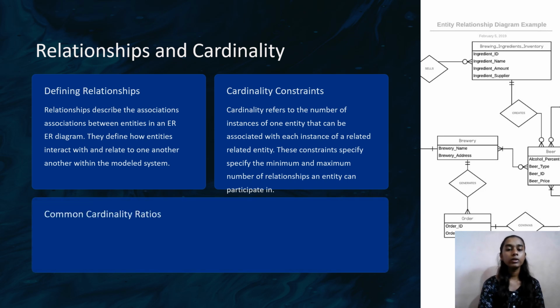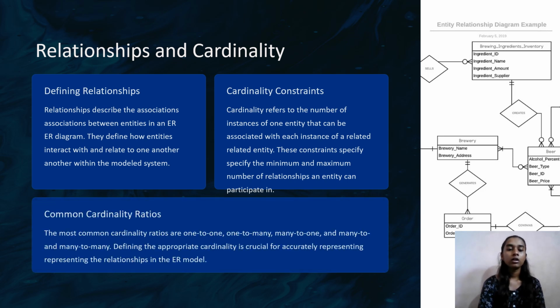Next is common cardinality ratios. The most common cardinality ratios are 1 to 1, 1 to many, many to 1, and many to many. Defining the appropriate cardinality is crucial for accurately representing the relationships in ER models.